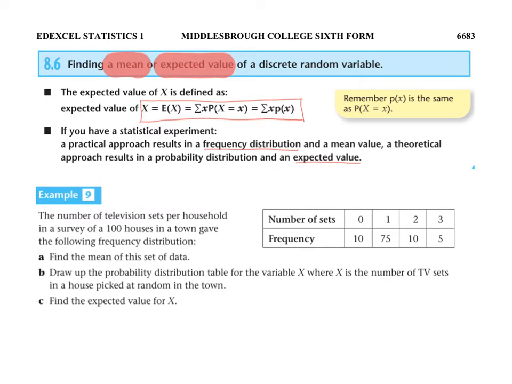Right, what do we get then? We've got the number of TV sets per household in a survey of 100 houses in a town gave the following frequency distribution. So you can see there's your frequency, and the number of sets. 3 TVs in a house. 3. That's a lot, isn't it?